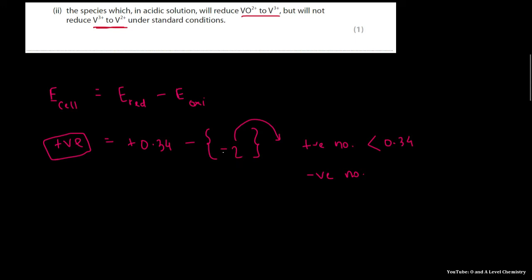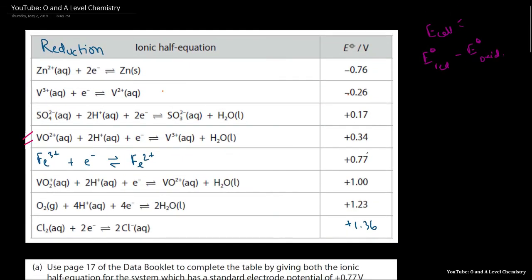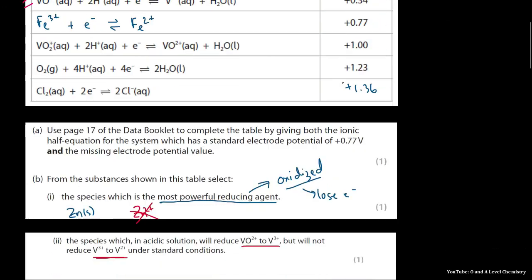So if you put like -2, minus times minus is going to be positive, so the E cell is going to be positive. But if you add a positive number that is larger than 0.34, what's going to happen? Say I put +1. The E cell is going to be negative, so that doesn't work. So I know it's going to be a positive number that is less than 0.34, or any negative number. So I go back here: a positive number less than 0.34, this is 1, and these are the two negative numbers. So any of these three.